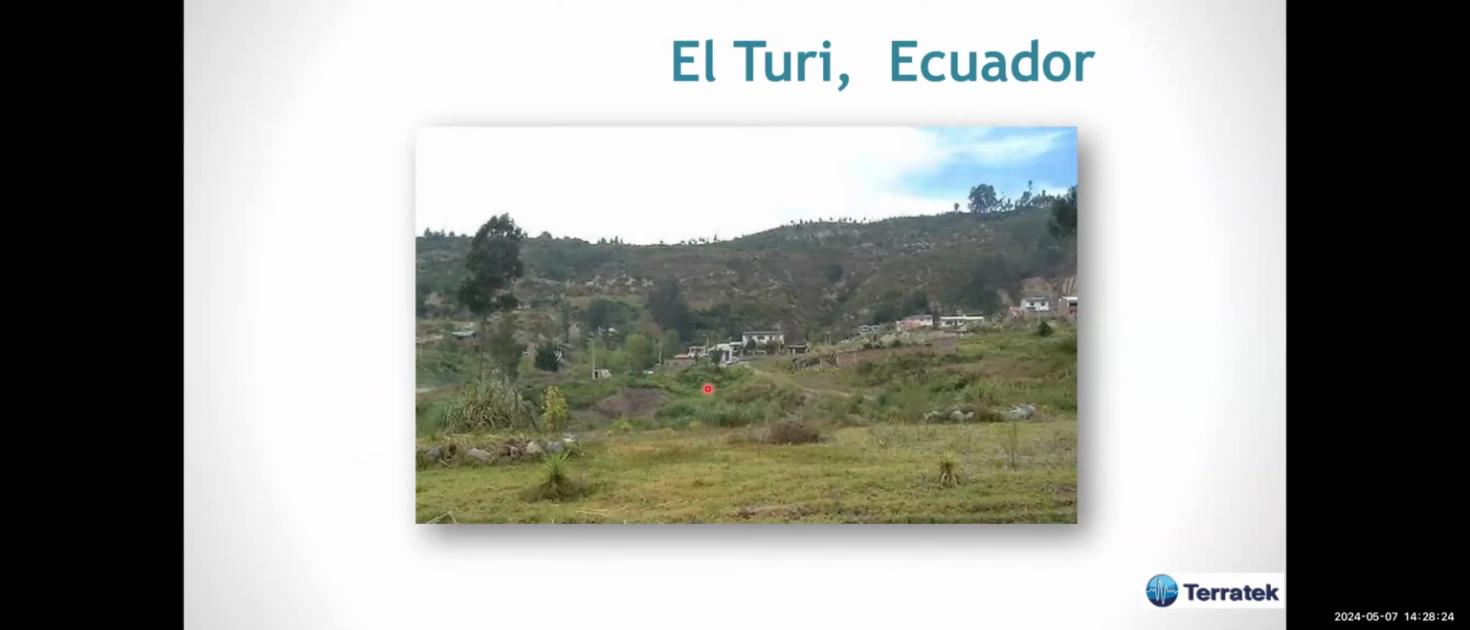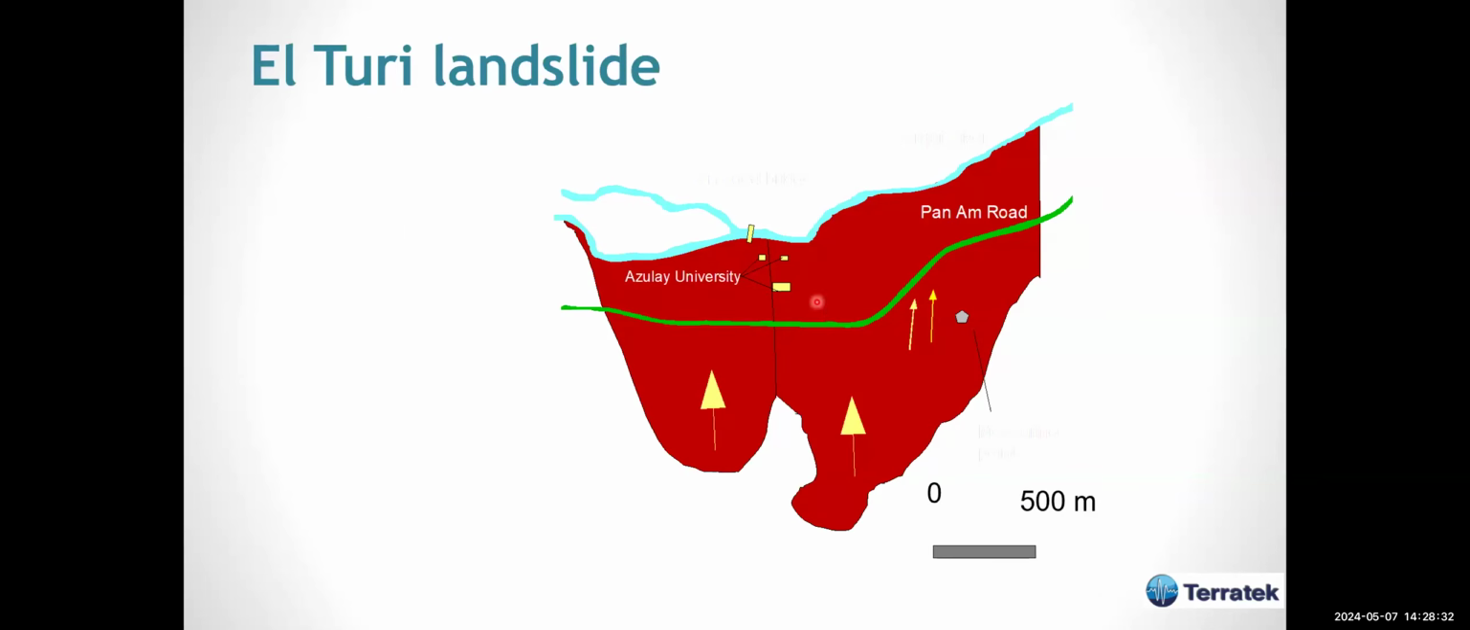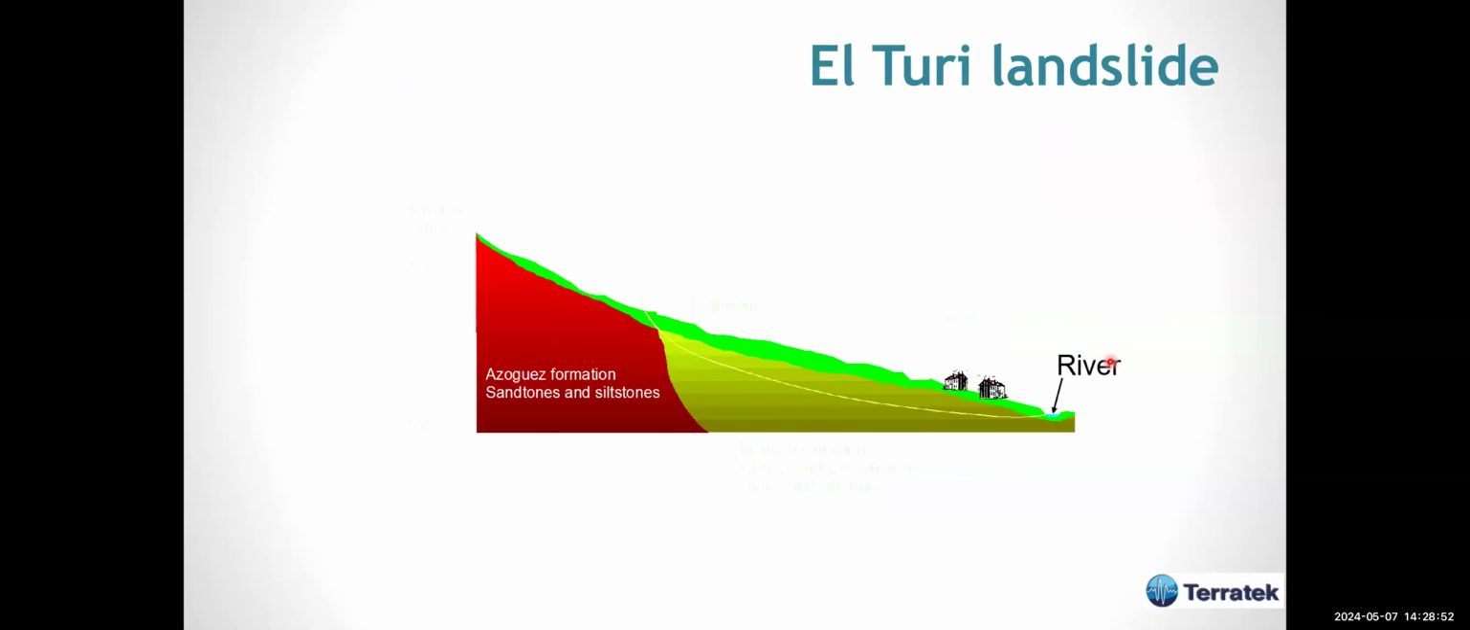And this is one of the biggest landslides I've ever seen. El Turi, Ecuador. This is more or less the site. There's a university here called Azuay University. This is the Pan American Road on which we were traveling to see these landslides. And this is something like 4 kilometers by 3 kilometers. It's a major landslide. The whole area was moving. And this is more or less the cross-section. It's a very large, very long slip surface.